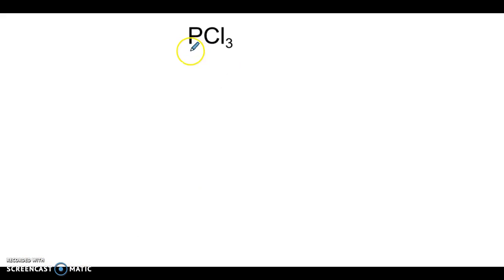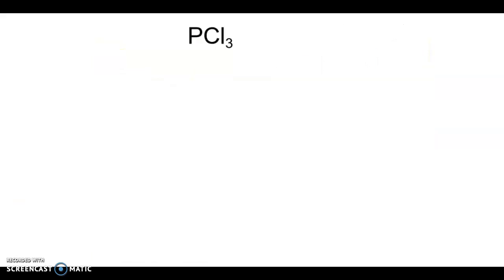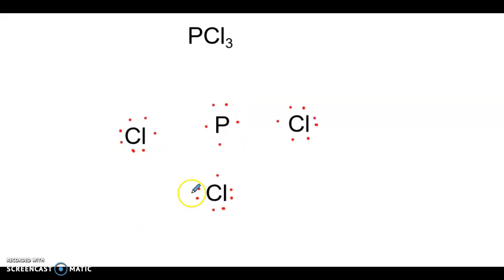Right, so last example, we have PCl3. So we find phosphorus right here, and we know phosphorus will form 3 bonds, and we have 3 chlorines. Chlorine is going to form 1 bond each. So we can go ahead and put phosphorus in the middle, and then put the 3 chlorines surrounding it. Right, so we have 5 valence electrons around phosphorus, and it's going to form 3 bonds.